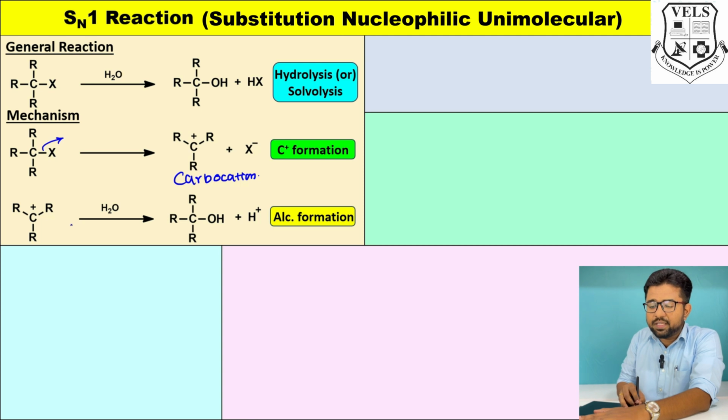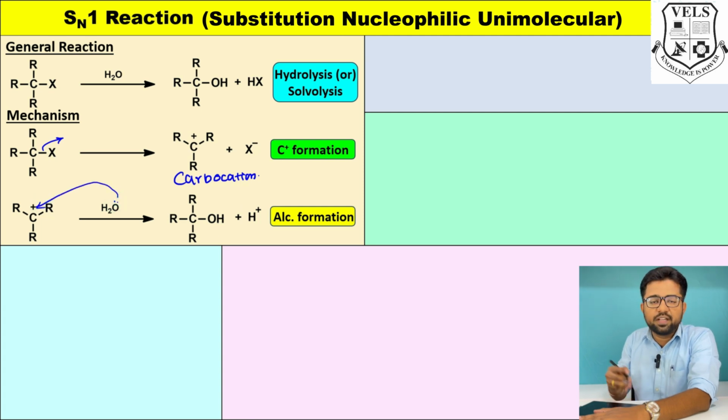And the second step is this carbocation reacts with the nucleophile, the water molecule. The water molecule's lone pair attacks the carbocation, and as a result it leads to the formation of alcohol, and the hydrogen of the water molecule leaves as H+. So this step can be otherwise called alcohol formation. So in this SN1 reaction, the first step is formation of carbocation and the second step is formation of alcohol.